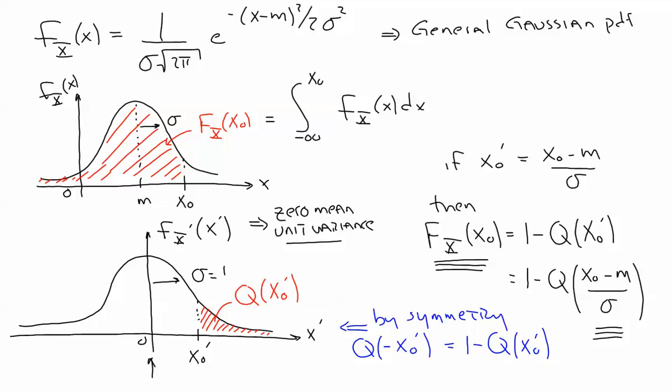So by symmetry, the q function tables in your textbook are tabulated only for positive values, but I can get values of the q function for negative arguments by symmetry. Okay?